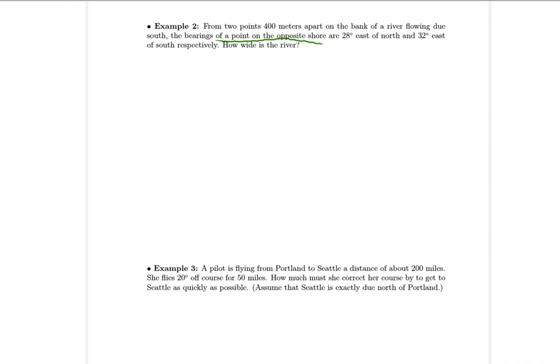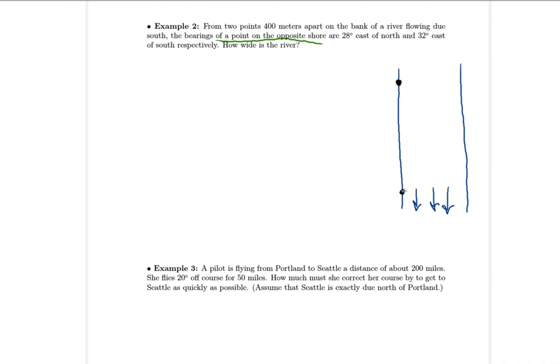Maybe we'll use blue since we're talking about a river. So we've got this river. We know it's flowing south, right? That's what they tell us. And so the idea is we've got these 2 points 400 meters apart. So let's label them accordingly. So these ones here. And then we're saying that to a particular point on the other shore, we have these bearings of 32 degrees and 28 degrees.